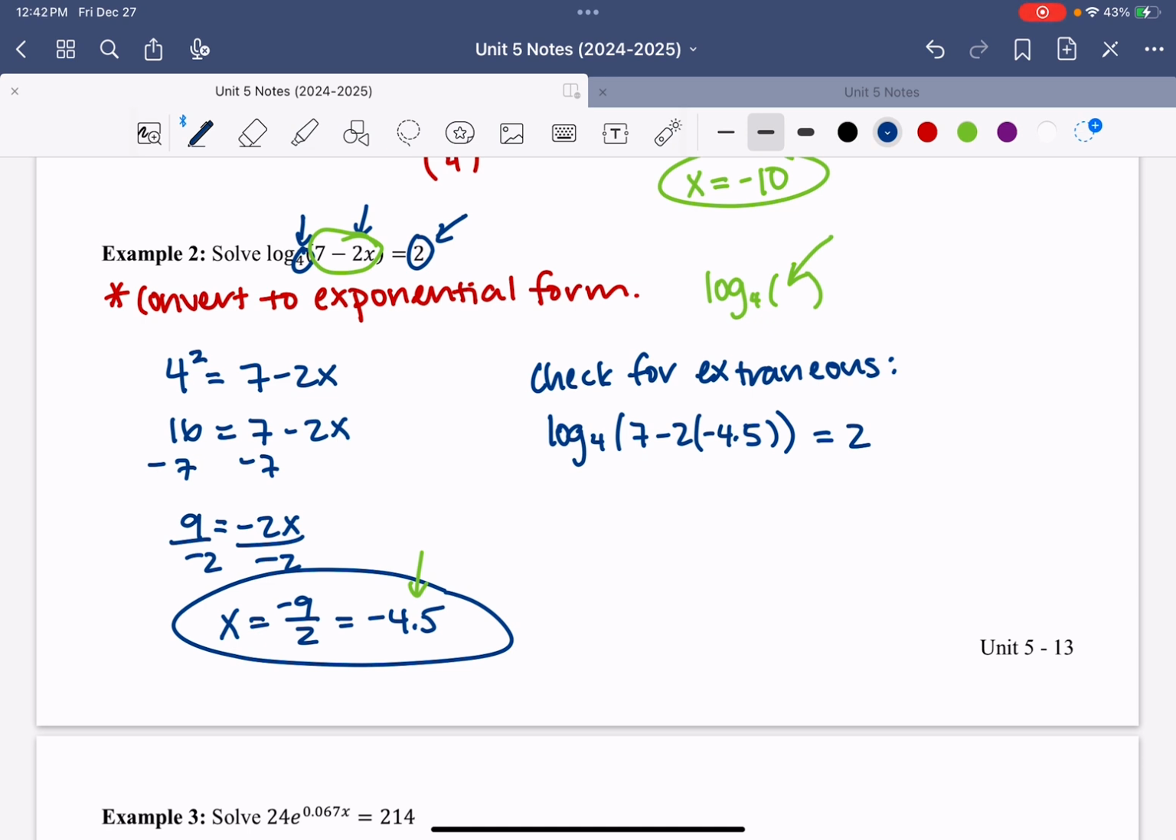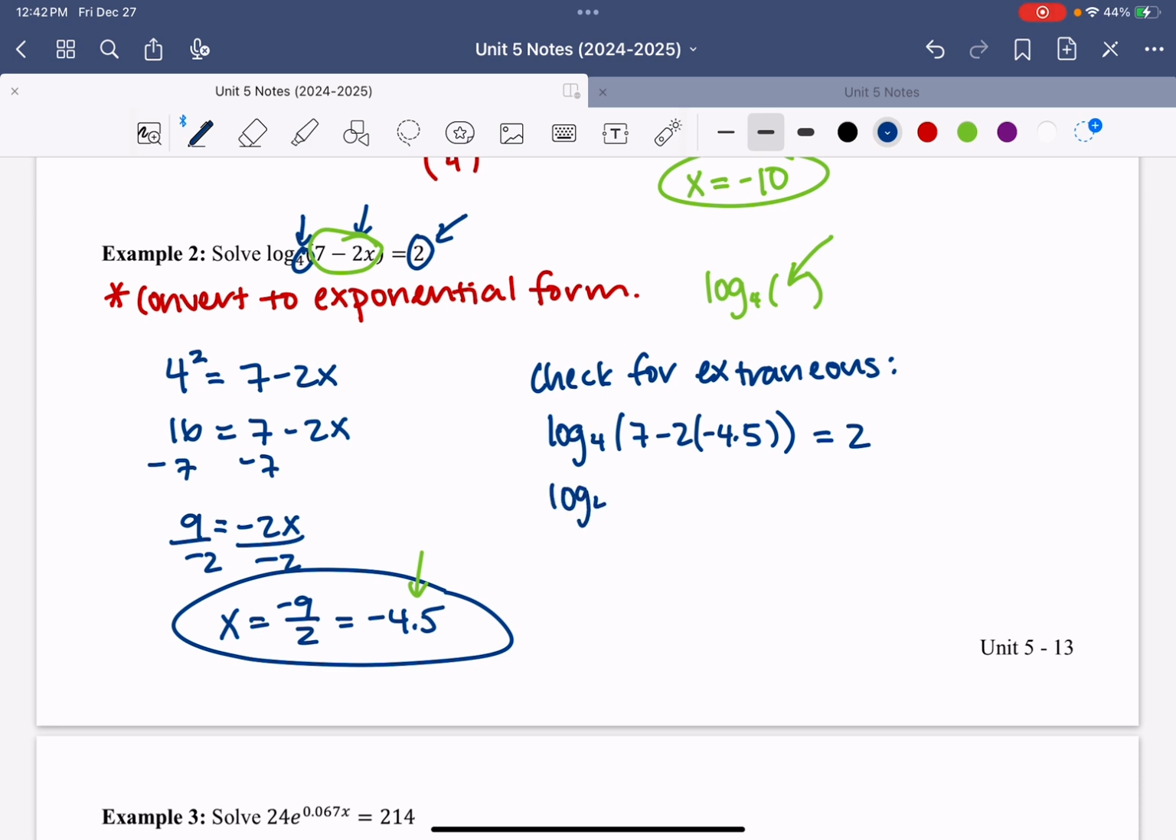One common misconception that I've seen students have is, "Oh, we got a negative number for x, so that must be extraneous." No, remember that the extraneous solution comes from what happens when we plug it in. So don't just discount it because it's negative. We want to make sure that it actually gives us a number that we want.